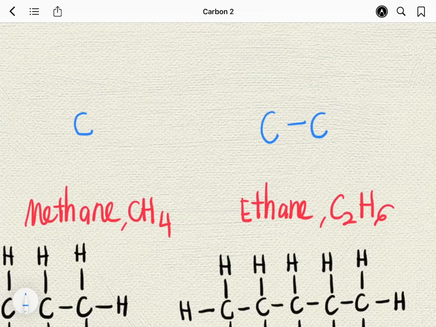Since carbon can form a maximum of 4 covalent bonds, we will write 4 bonds around each carbon atom. 1, 2, 3, 4, and also 1, 2, 3, 4. And each of the vacant bonds will be bonded to a hydrogen atom. So we will write hydrogen on each of the bonds.